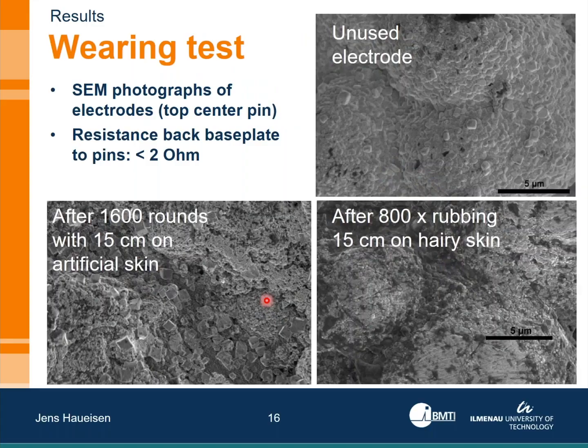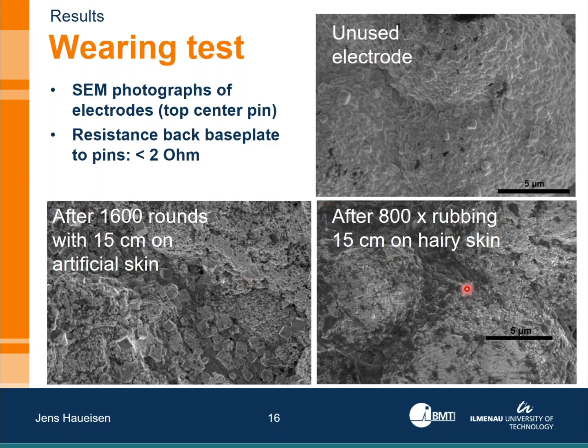I want to show you another set of pictures for that type of approach. You see scanning electron microscope photographs here of 3 different electrodes. An unused electrode, and this is always the pin tip, what you see here. Consider that this is 5 micrometers. This unused electrode was later then subjected to 1,600 rounds on the artificial skin, and you see the result is still pretty good in terms of coating. You have pretty much no differences here.